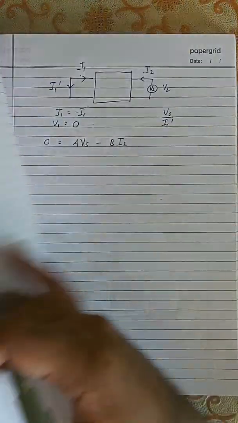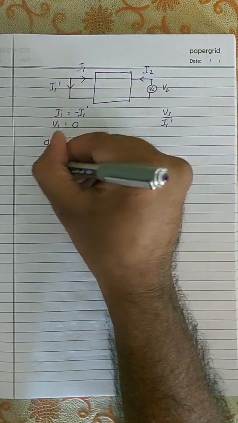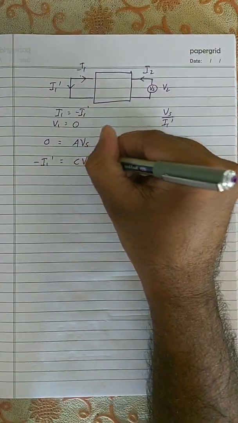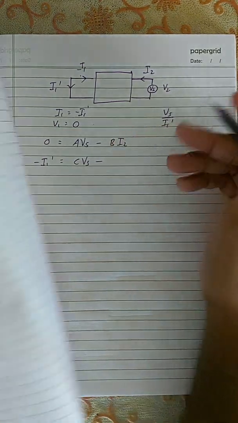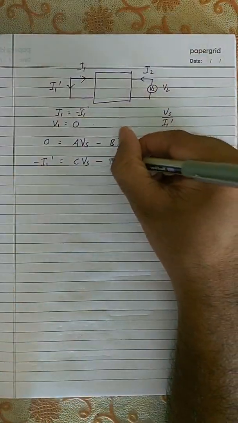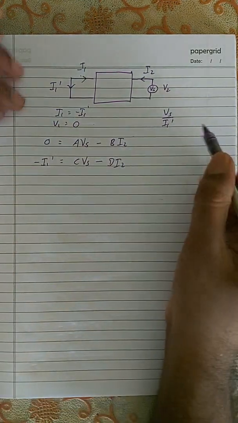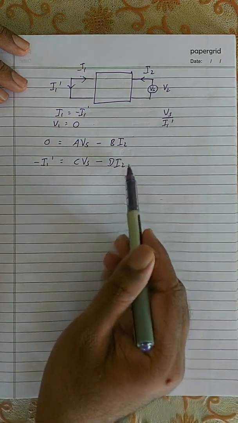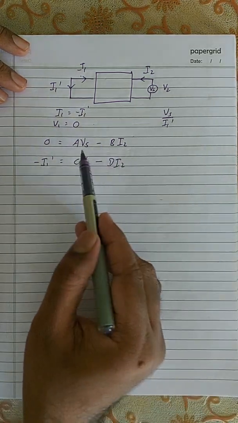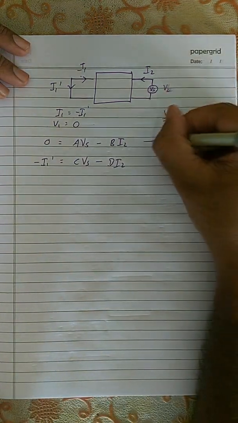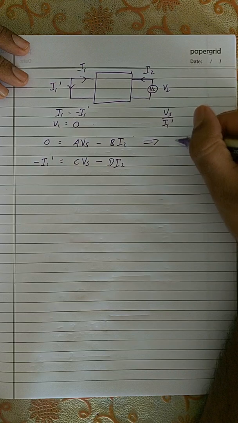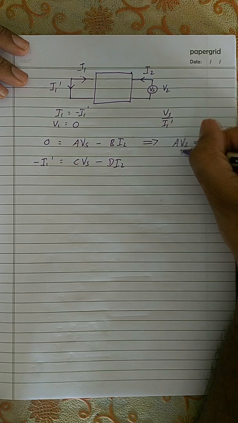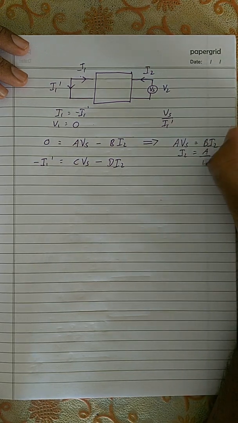What about the other equation? I1 is minus I1 dash, so this becomes minus I1 dash is equal to C, V2 is Vs, C Vs minus, and what about I2? D I2. So what I'm trying to find is the value of Vs by I1 dash. Here there's Vs, here there's I1 dash, but this is the term I don't want, I2. So I'm going to express I2 in terms of Vs over here. So A Vs is equal to B I2, or in other words, I2 is equal to A by B Vs.